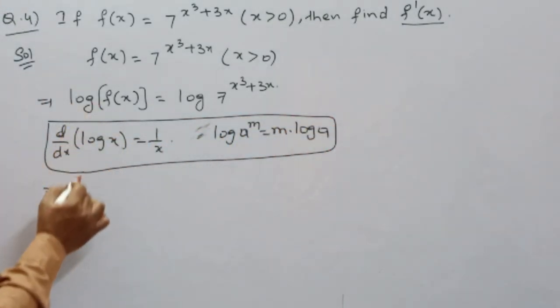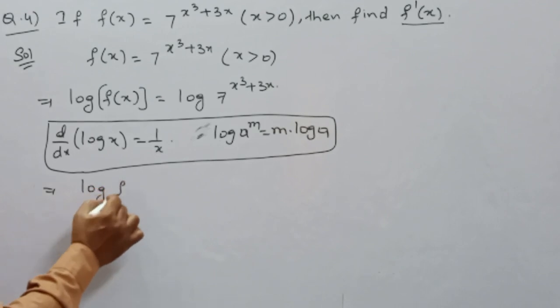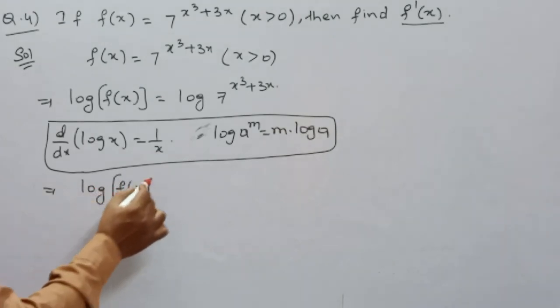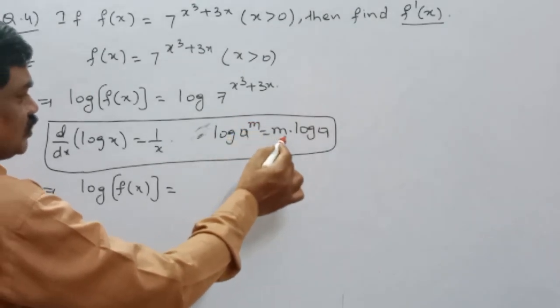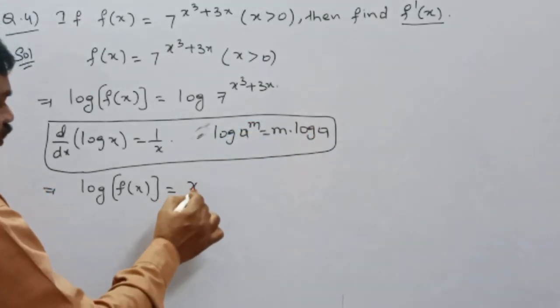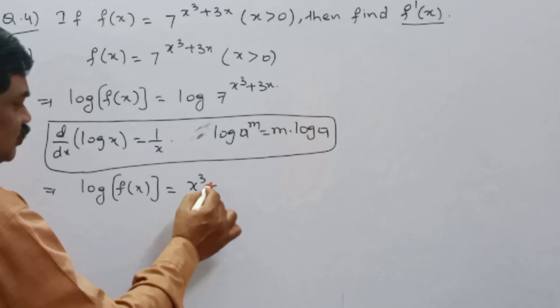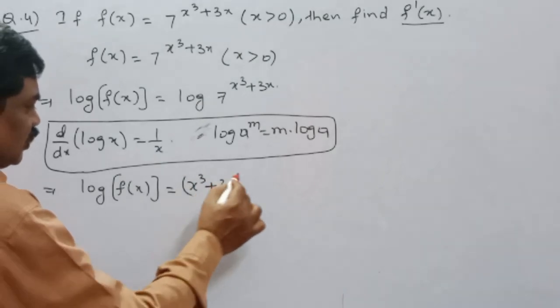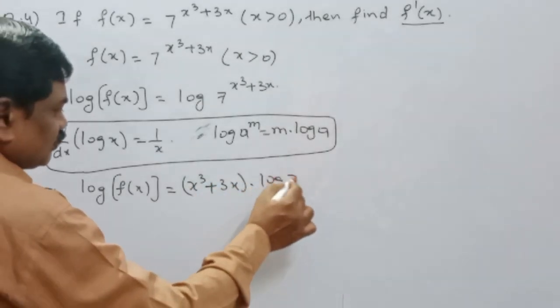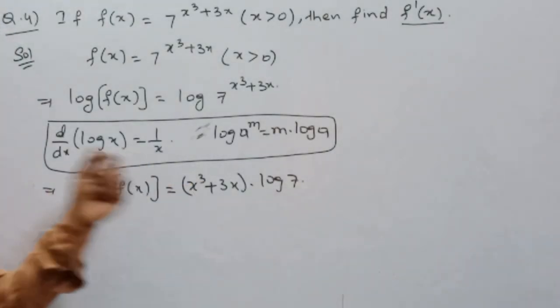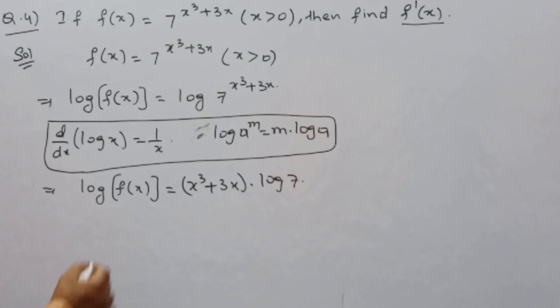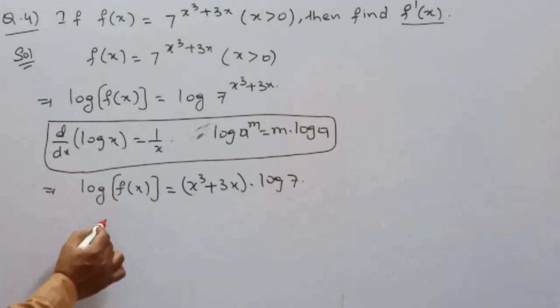First, log f of x is equal to, log a power m is equal to m into log a. So log f of x is equal to x cube plus 3x into log 7. Okay, all of you. Then after that you can differentiate this one.